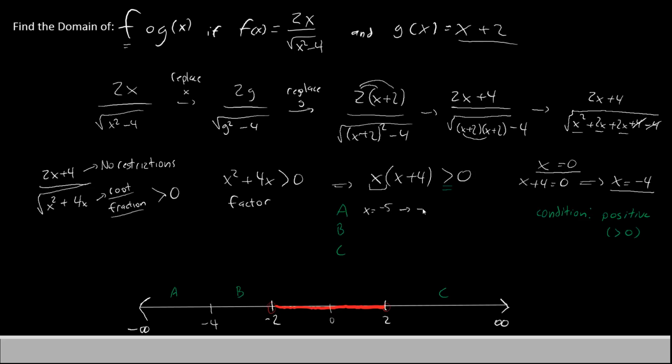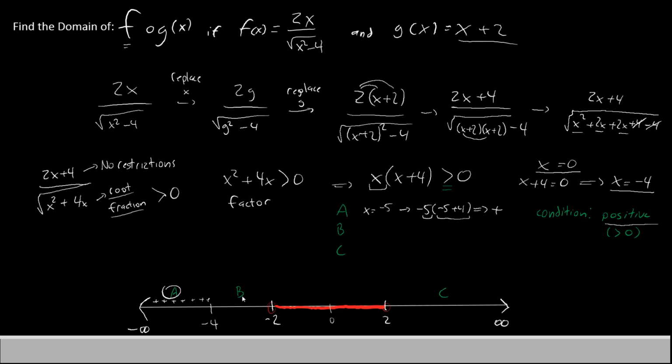So we'll have negative 5 times negative 5 plus 4. Well, if the first term's negative, the second term, negative 5 plus 4, will also be negative, and a negative times a negative gives you a positive. So everything in region A will be positive. That matches the condition we've listed. So region A will be part of the answer.